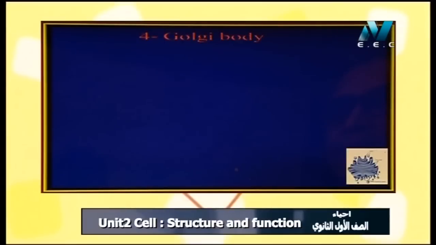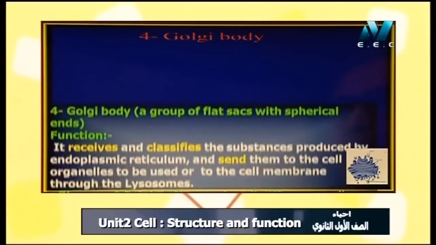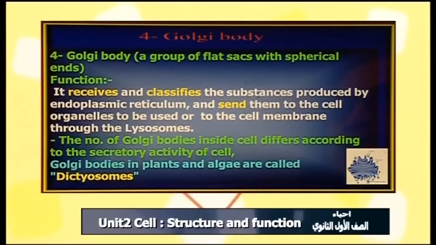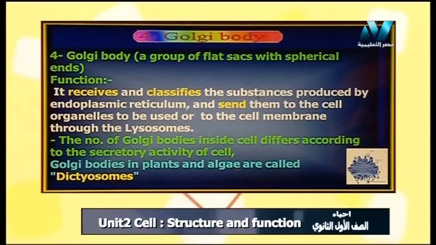بعد كده هنتكلم عن حاجة اسمها Golgi bodies. Golgi bodies is a group of flat sacs with spherical ends. يبقى هي flat sacs لكن عليها spherical ends عشان هتخرج منها الفيسكلز دي اللي هنقول عليها بعد كده اسمها lysosomes. The function of the Golgi bodies is to receive and classify the substance produced by endoplasmic reticulum and send them to the cell organelles to produce or to be used the cell membrane through the lysosomes.